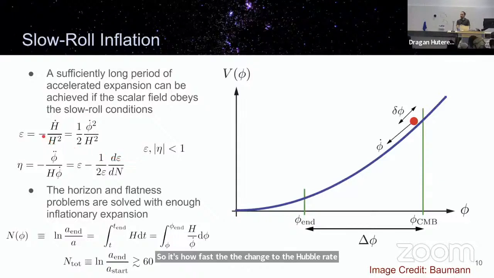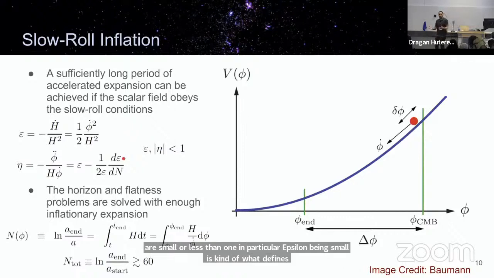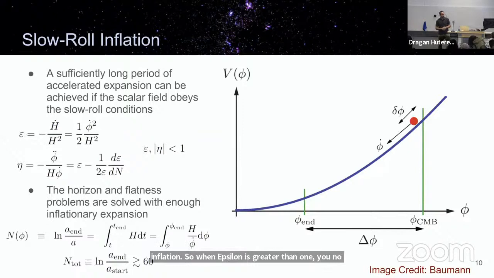What we require for inflation to be successful at solving these problems is that both epsilon and eta are small, or less than 1 in particular. Epsilon being small is kind of what defines inflation. So when epsilon is greater than 1, you no longer have accelerated expansion. When epsilon is less than 1, you do. Eta being less than 1 just ensures that epsilon remains smaller than 1 for a sufficient amount of time to solve these problems.